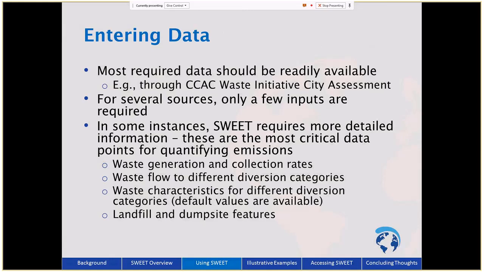Default values are available for the users, but we ask that they pay particularly close attention to the composition characteristics, because that matters pretty significantly for emissions quantification. And then lastly, for the landfills and dump sites, we ask several questions pertaining to the features of the dump site. So when it was opened, when it was closed, how deep the waste is. Those data fields are all really critical for coming up with fairly robust emissions estimates.